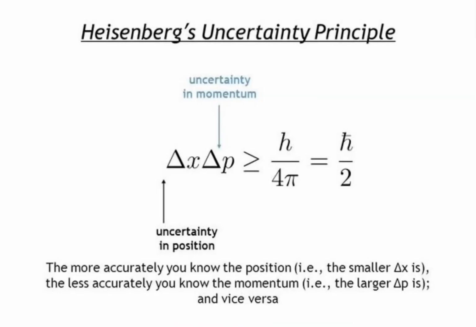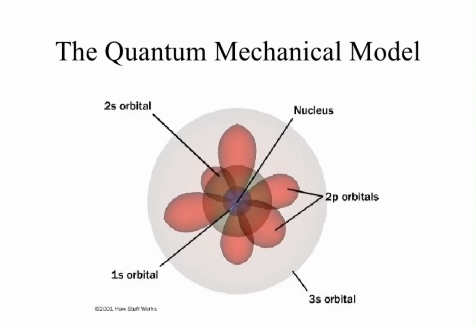The Heisenberg uncertainty principle states that it is not possible to know precisely the velocity and the position of a particle at the same time. Bohr's model and the quantum mechanical model both limit an electron's energy to certain values. Unlike the Bohr model, the quantum mechanical model makes no attempt to describe the electron's path around the nucleus.